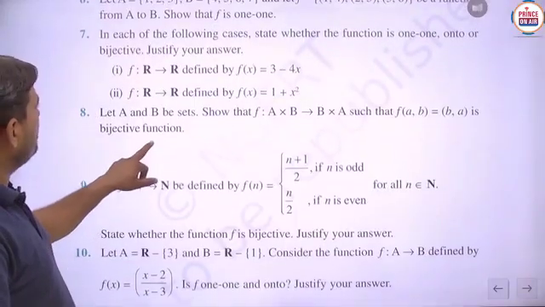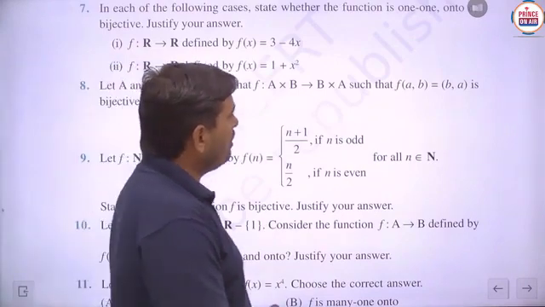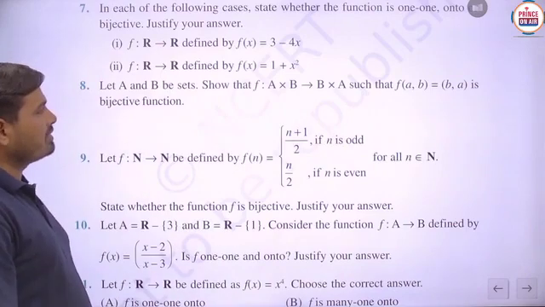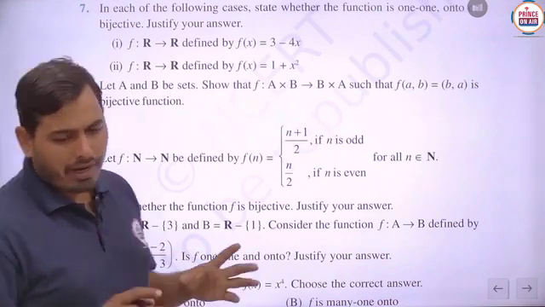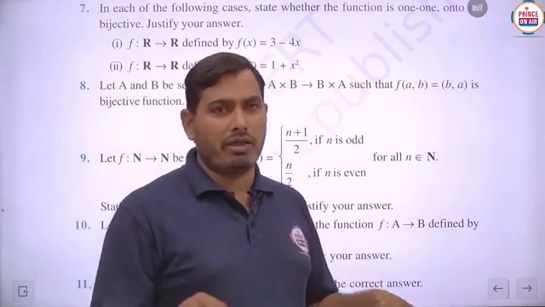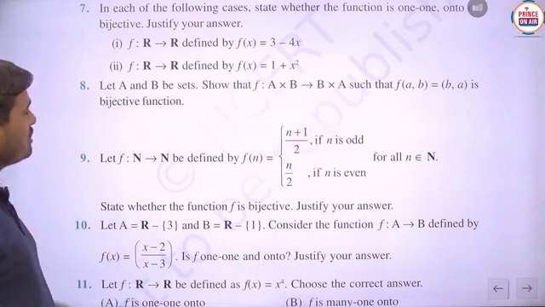Question number 7: in each of the following cases, state whether the function is one-one, onto or not. Is it to be clear? Justify your answer, means we have to give the reason behind this, why this is not said to be one-one and why this is said to be one-one, and why this is said to be onto or not onto. Is it to be clear?